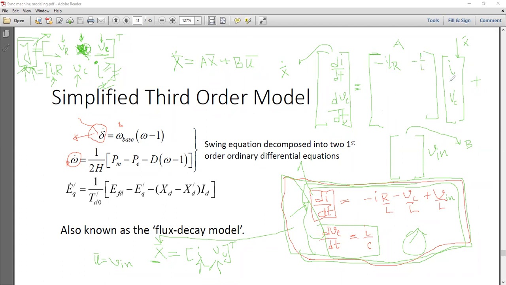Then anything else? We have some space over here for the B matrix. Is there anything as a function of Vin? Yes, we have 1 upon L. Very easy. Now come to the second one, dVc over dt. Anything as a function of i? Yes, that is 1 upon C. Second one, anything as a function of Vc? No, 0. Anything as a function of Vin? No, 0. So this is your state space model in linearized form.